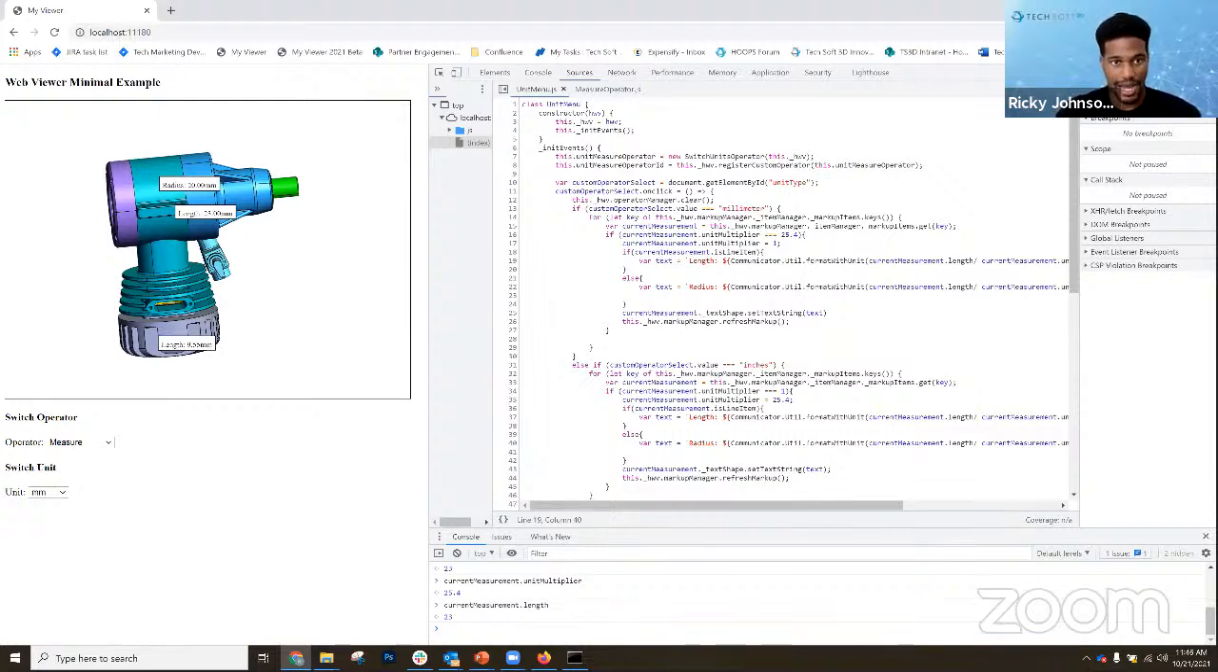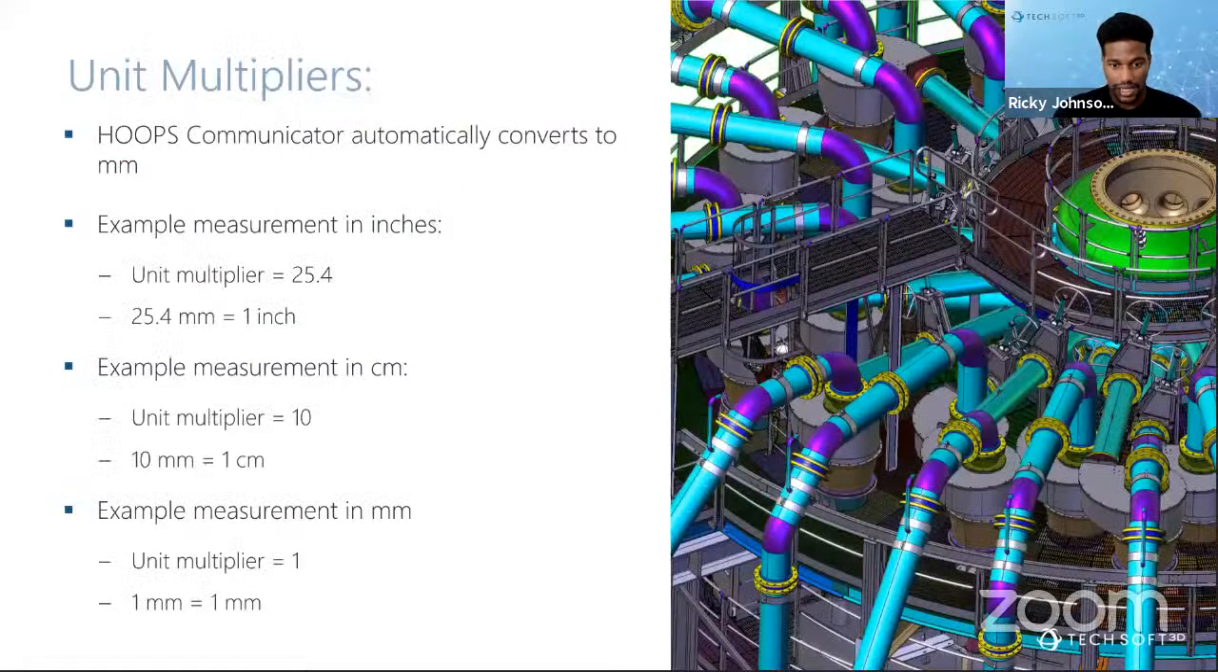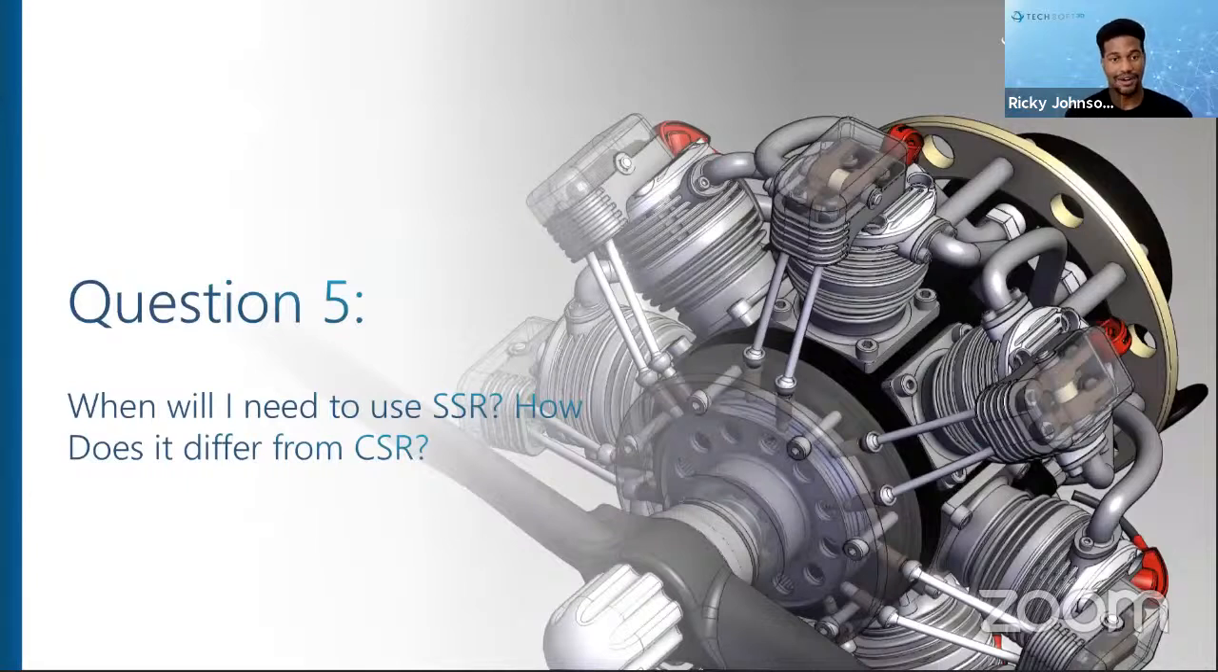So I'm going to swap back to the presentation again and clean up some stuff on my end. All right, so hopefully that was able to answer a little bit of how to swap between different measurements and units within Hoops web viewer. I can actually send out that code or anything if you so desire. So our last and final question is, when will I need to use SSR and how does it differ from CSR?